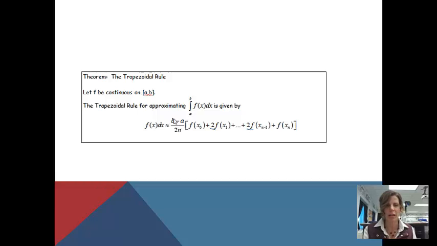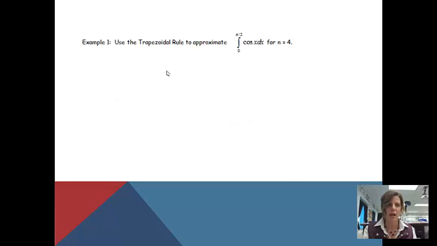One thing that I am going to do differently, this is the fancy way of writing the trapezoidal rule. I do this a little bit differently. I actually like to use the formula for the area of a trapezoid. So instead of doing this, I actually like to use 1/2 height. I find that a little bit easier, and as we do the examples, hopefully you will too. All right, let's take a look at the first one.